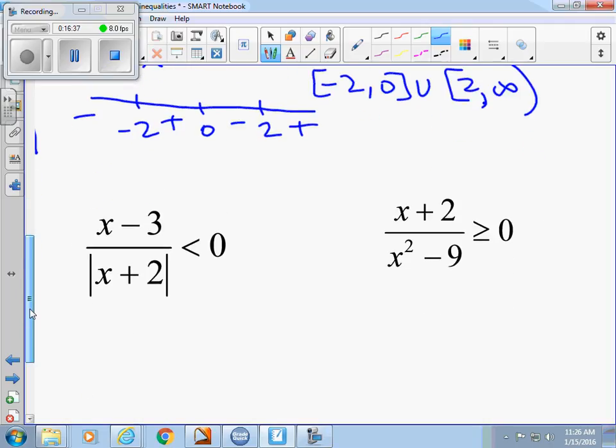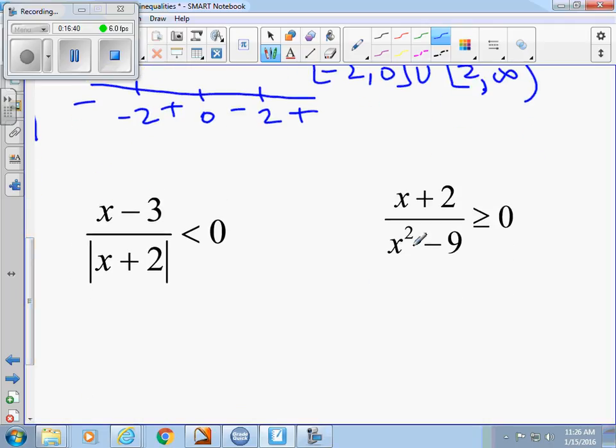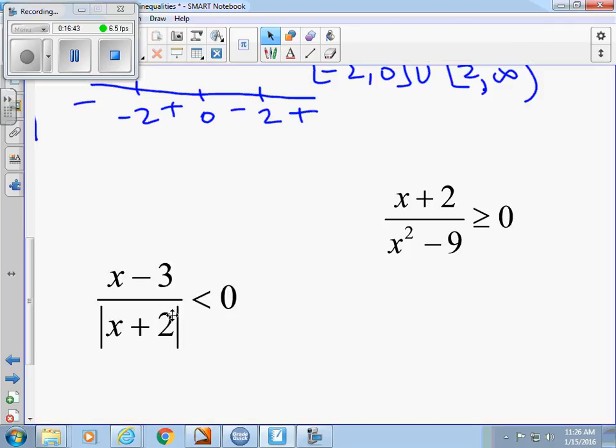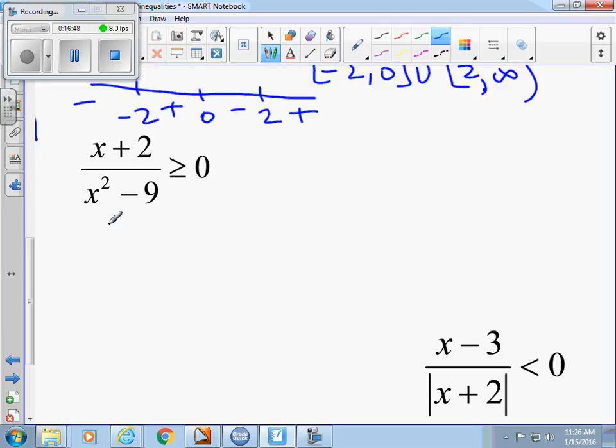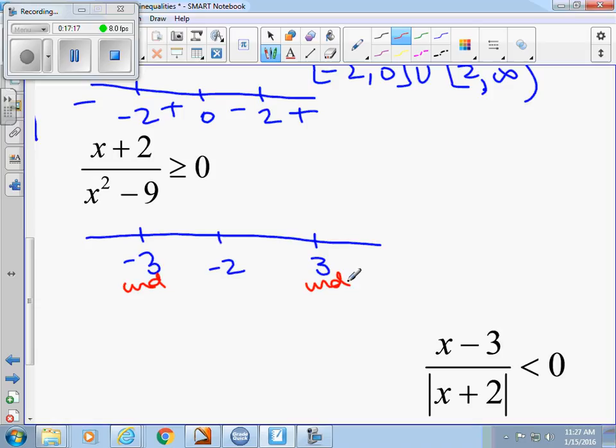Okay, a little bit more complicated one. Has a denominator. We're going to do both of these. I know y'all don't want to, but you'll be okay. Start with this one. What makes the numerator equal 0? What makes the denominator equal 0? Okay, on my sign chart, I'm going to designate the difference between the undefined points and the zeros. Right, Devin? So I'm going to label the -3 and 3 as undefined.